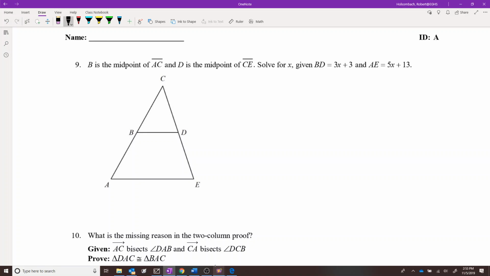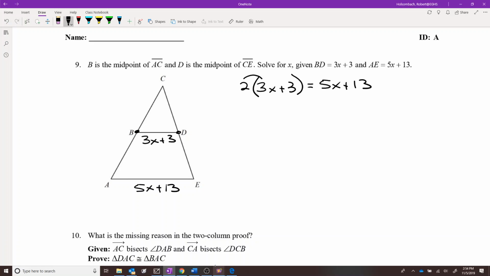Number 9, B is the midpoint of AC. D is the midpoint of CE. Solve for x given that BD is 3x plus 3 and AE is 5x plus 13. Again, 2 of the midsegments are equal to the third side. Now in this case, since both of the terms on the right side of the equal sign are odd, I wouldn't divide both sides by 2.